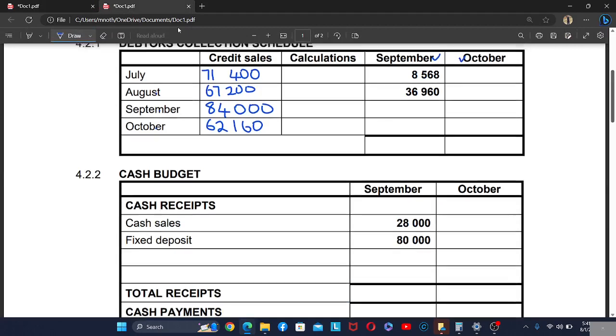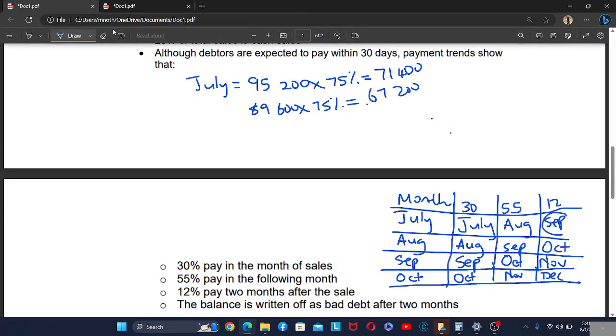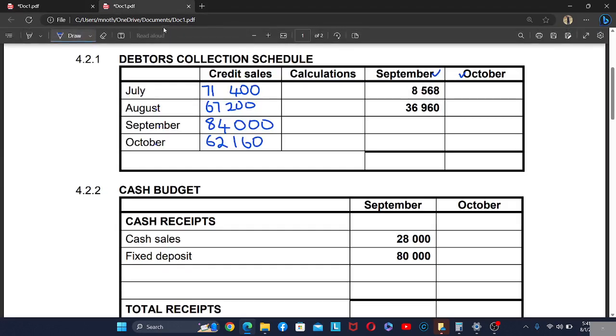Okay, now the debtors collection that we are doing is only for September and October, right? So we're doing for these months. Okay, let's start here in July. For July, you can see that the September is already calculated. But we can just show how we got this 71,400.